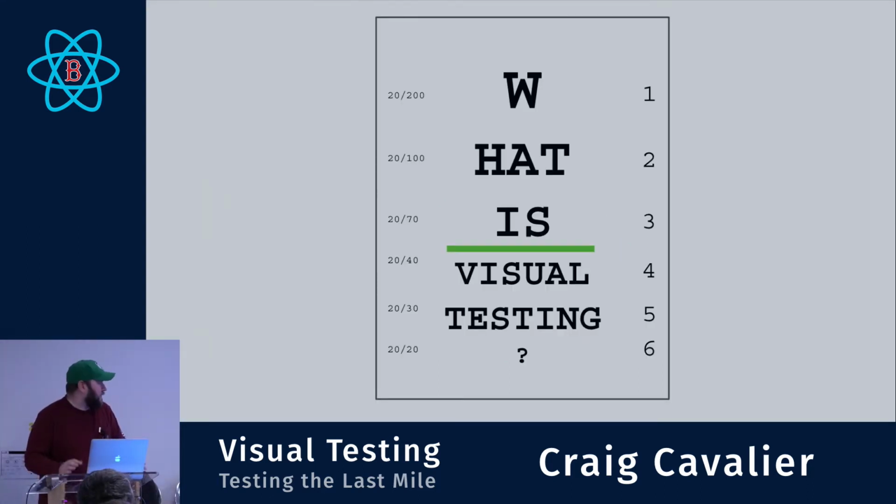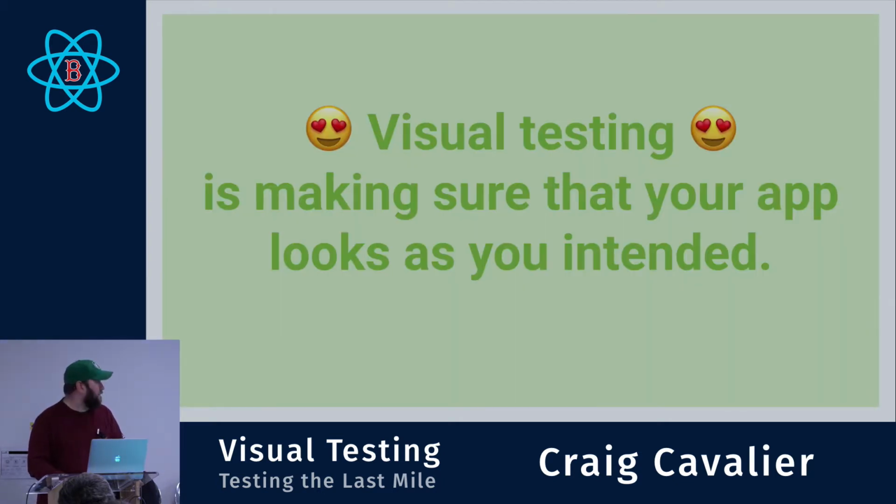So the next question is, what is visual testing? Where does that fit into this picture? What is the purpose of visual testing? Well, in essence, visual testing is just making sure that your app looks as you intended it would. Sometimes called visual regression testing, it allows us to compare the current state of our application with the components in a known good state. So it allows us to check that our pages render as expected in different environments based on the changes that we're making to our code.